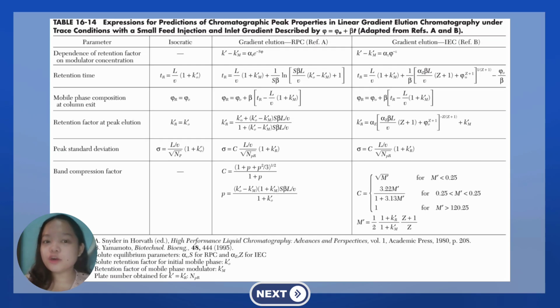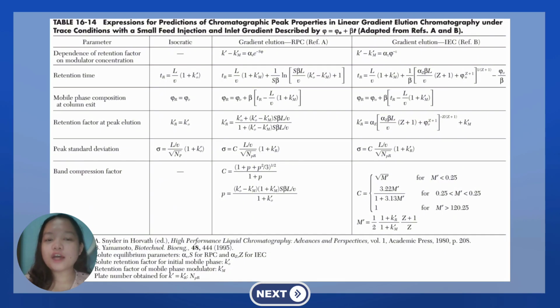Next, mobile phase composition. In gradient runs, the mobile phase changes over time. This change affects when the compound elutes. In IEC, the slope of the gradient and the solute's interaction with the exchanger control its behavior.